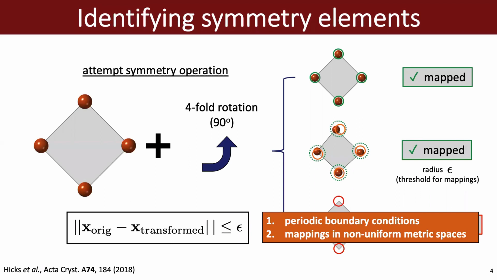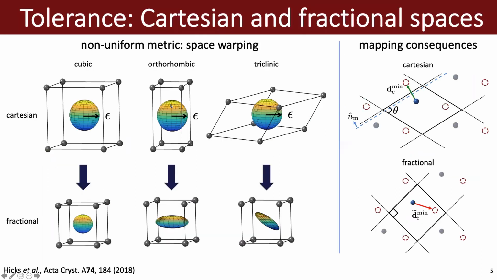But since we're working with crystals, and I think Corey mentioned this earlier, we're typically representing our structure via a small subunit. We need to consider the fact that it has periodic boundary conditions, and so we need to consider the method of images. Another thing to keep in mind is that we need to be careful when performing mappings in non-uniform metric spaces. What do I mean by this? On the next slide, I'm going to illustrate this problem.